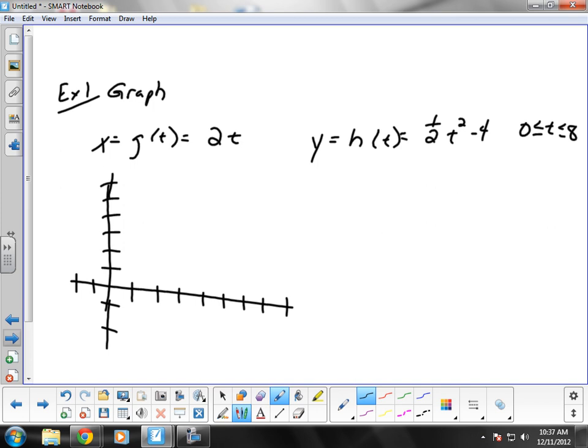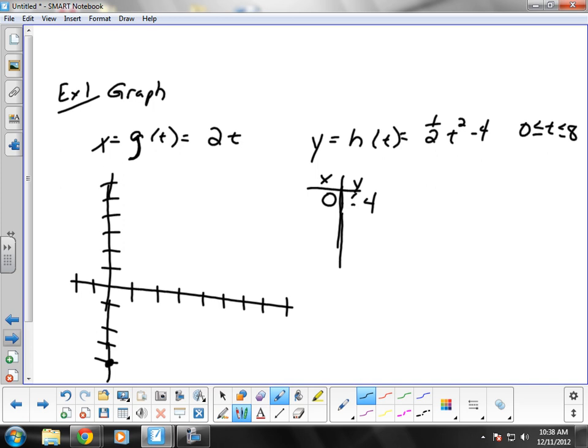Now this is how this works. To find this point, I've got to take this beginning point here, 0, and I put it in the x function. So 2 times 0 is 0. And you can do this the same way you've done it before, but I just use a different equation to find the y. To find the y, I put the 0 in here, and I get -4. So my point for this parametric equation is (0, -4).